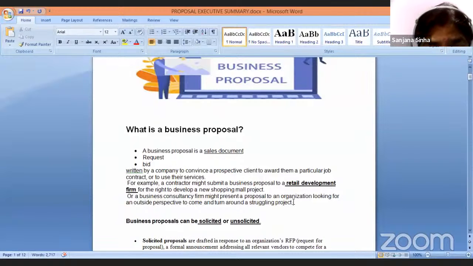So what did we understand? A business proposal is a request which is talking about sales. Wherein you can give a client or the company can hire you for any kind of work. The example which was given was a contract. A contractor might submit a business proposal to a retail development firm for the right to develop a new shopping mall, or somebody can be called in to help in the struggling project.